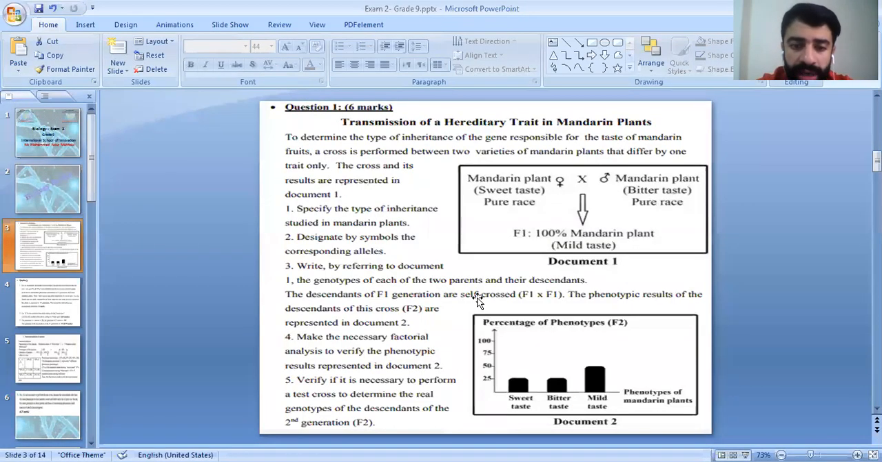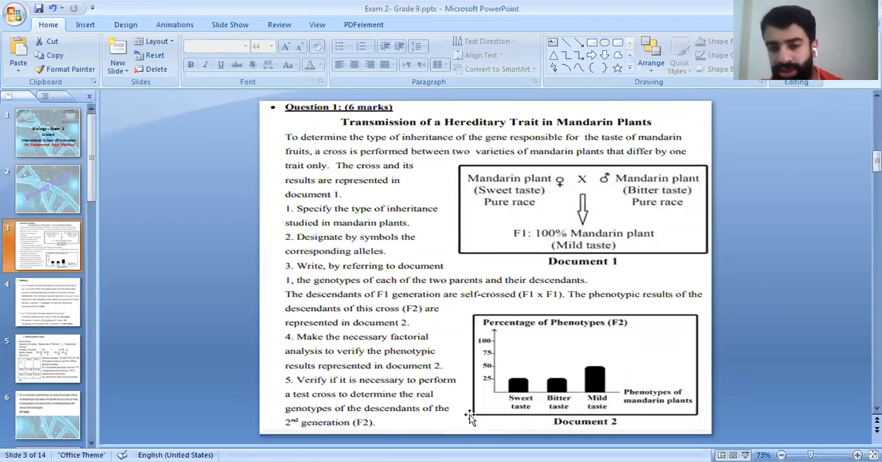The phenotypic results are shown in document 2. This is a histogram. It shows that we have 25% with sweet taste, 25% with bitter taste, and about 50% with mild taste. They said to make the necessary factorial analysis to verify the phenotypic results. So you should have 25% sweet taste having genotype SS, 25% having bitter taste having genotype BB, and 50% having genotype BS or SB.